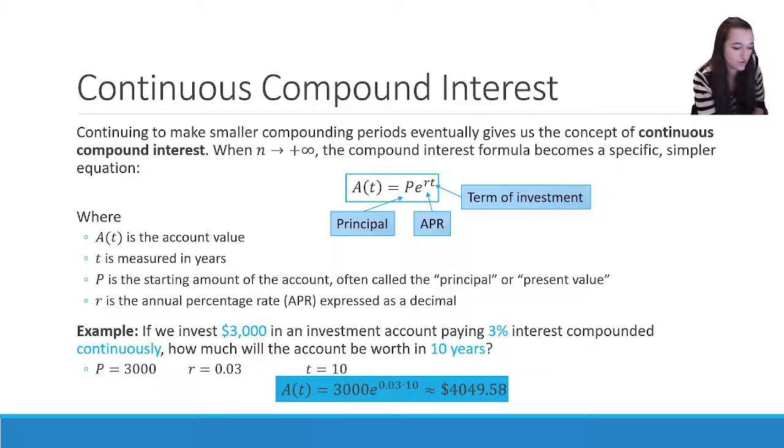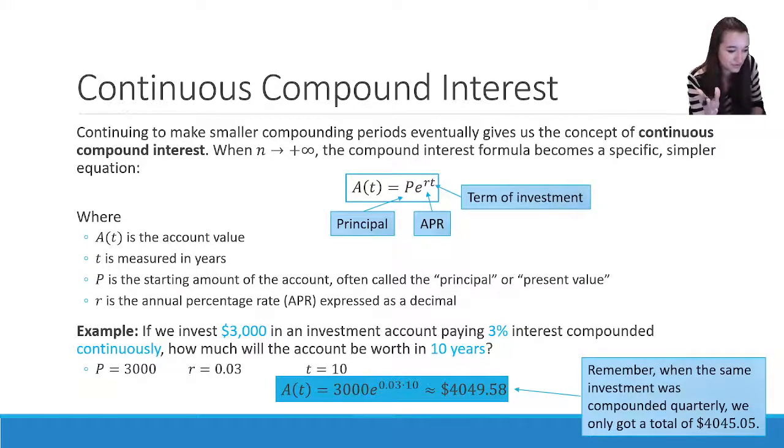So I plug into my new equation. I get 3,000 for P, e to the 0.03 times 10. Once again, please practice in your calculator to make sure that you actually know how to get $4,049.58 out of this. Plugging e to an exponent into scientific calculators can be very unintuitive. So practice this. I'm not kidding. Some calculators are very weird about this, so make sure you can figure this one out. And also, note, when the same investment was compounded quarterly, we only got $4,045.05. So notice that compounded continuously, we get more.